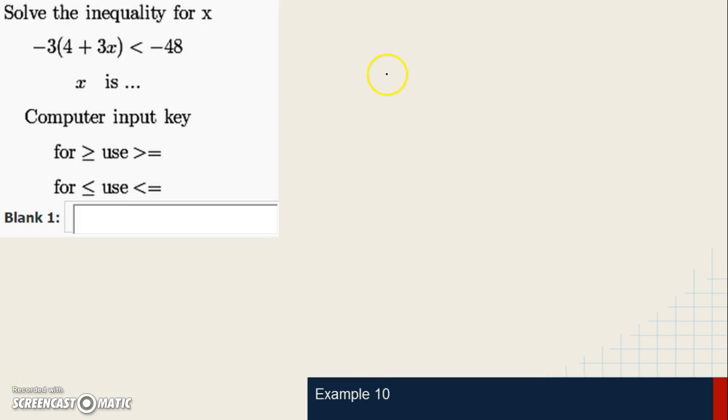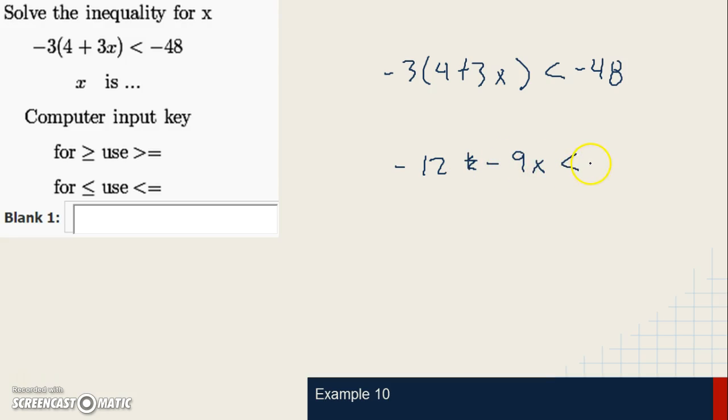Example number 10. Negative 3 times 4 plus 3x is less than or equal to negative 48. I'm going to distribute, so I get negative 12 minus 9x is less than or equal to negative 48. I'm going to eliminate 12 by adding it. Since it's a negative, I'm going to add it to both sides. What I'm left with here is just negative 9x is less than or equal to negative 36.